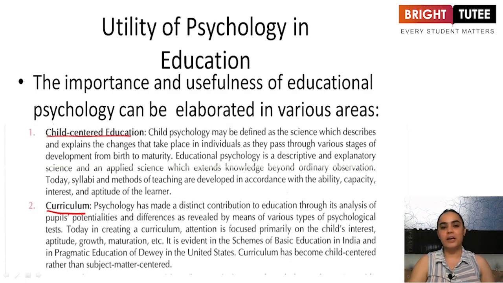We cannot teach a child of class 3 the functioning of the brain, because that is going to be very high-level content beyond their understanding. So we have to decide what curriculum has to be given to the children as per their age, their interests, their aptitudes, their growth, and understanding levels. And this is what educational psychology takes care of.